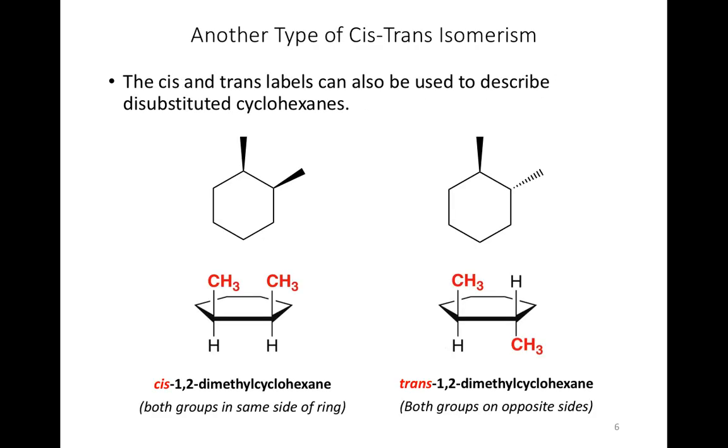Another type of cis and trans isomerism has to do with di-substituted cycloalkanes, right? And so if I've got two identical groups coming off my cycloalkane, if they're both up in this case, then that's going to be cis. If I've got one up and one down, that's going to be trans.